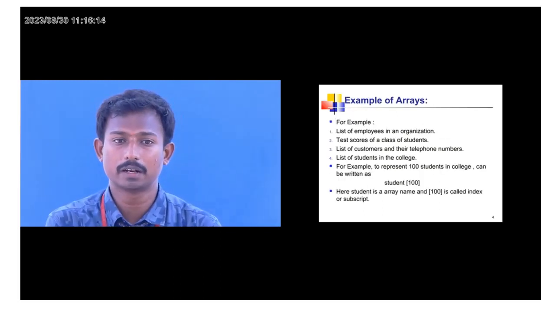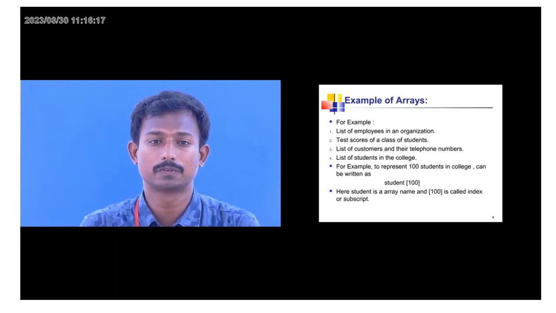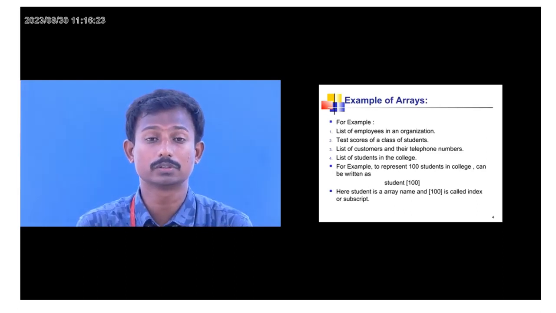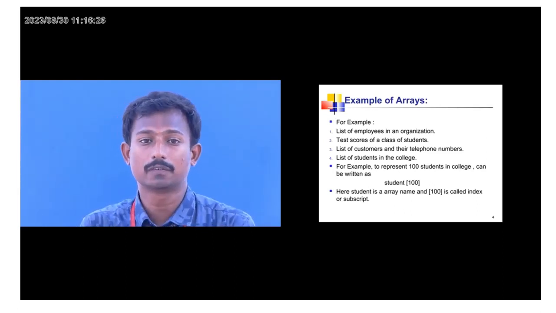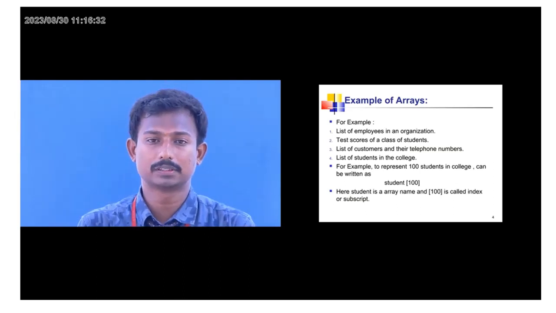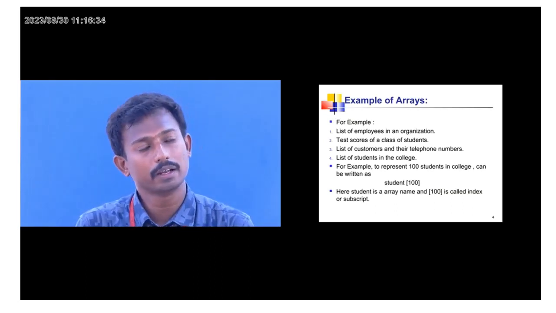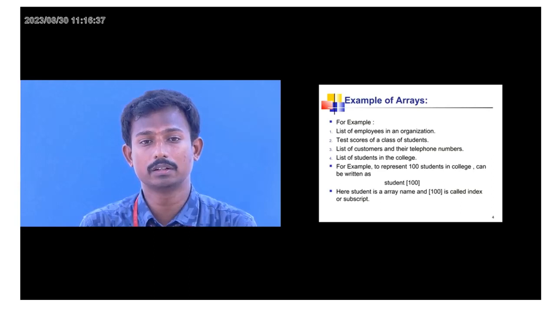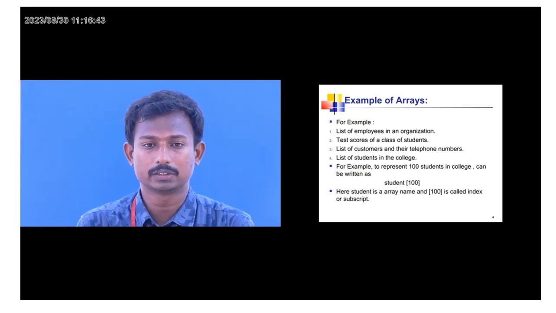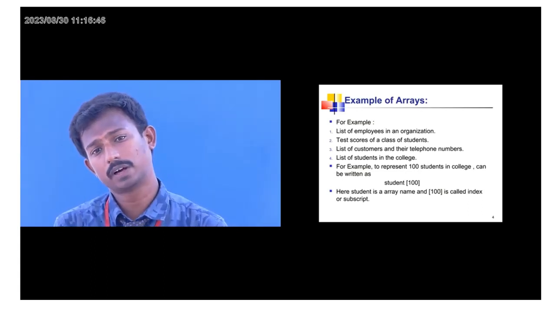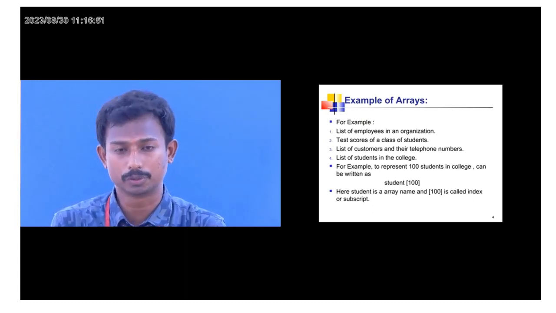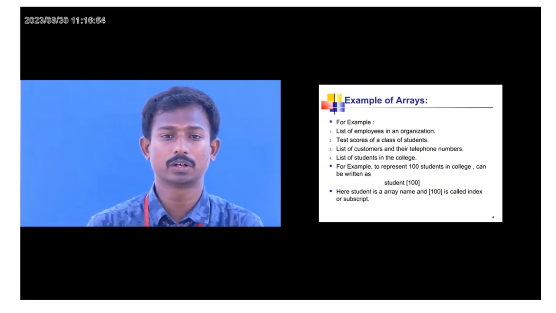Examples of arrays are the names of students, or the total test scores of a class of students, a list of customers, a list of mobile numbers, a list of students in the college. It is represented as an array. An array has a first index value starting at 0 and a final index value ending at a particular index value. For example, student of 100: in this example, the first array index is student of 0 and the final array index is student of 99.